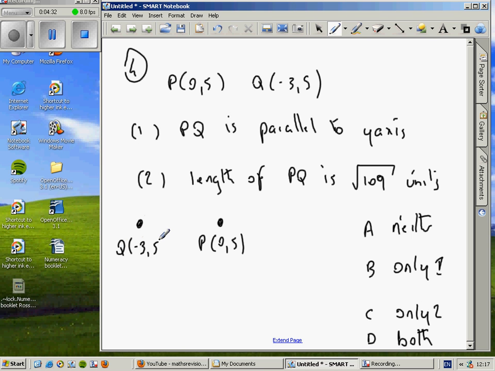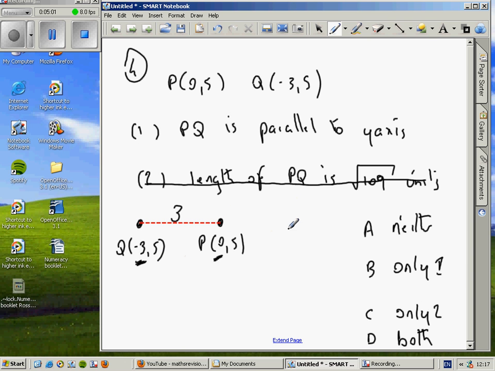We can see that the length of this line is definitely 3 units because we've moved from -3 to 0, and we've still got the same y coordinate, so it's a horizontal line which has a length of 3 units. Therefore, statement 2 is untrue. The length of the line is 3 units, not root 109.